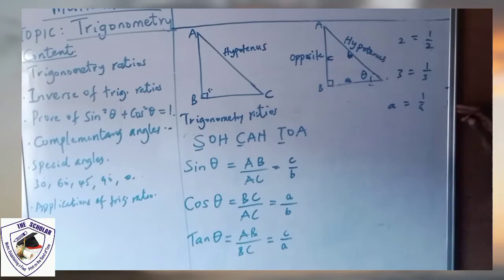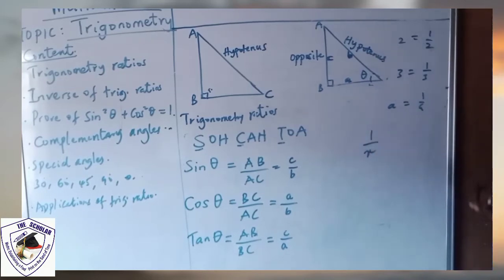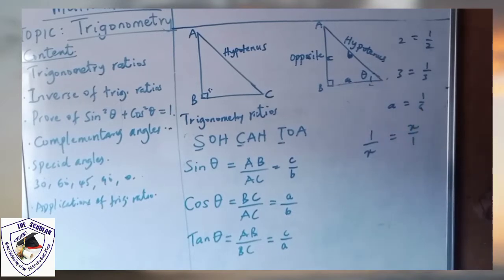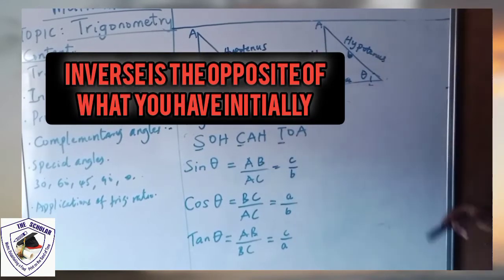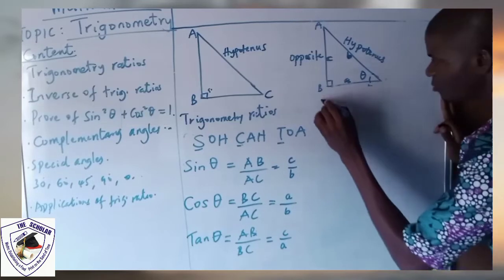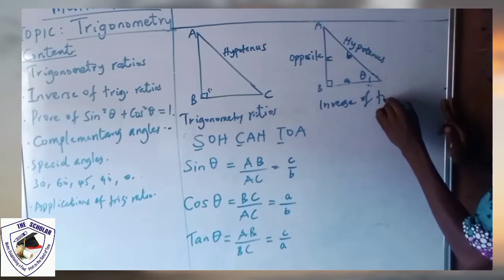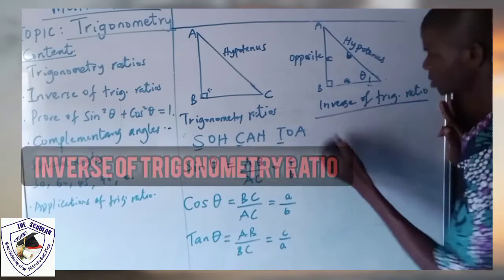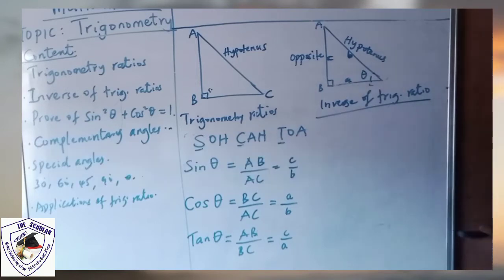Now, that is very good. What if I say what is the inverse of 1 over X? It means the opposite, which is X over 1. So anytime you talk inverse, it means the opposite of what you have initially. So we now want to look at the inverse of the trig ratio. The trig there means trigonometric ratio. The first one is sine theta.